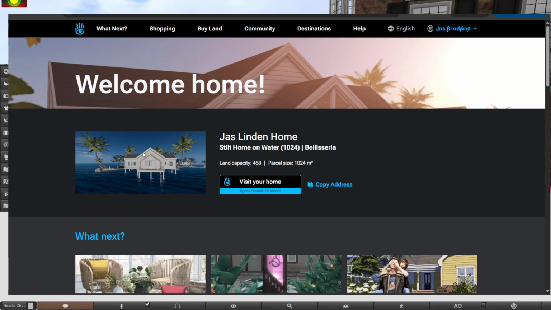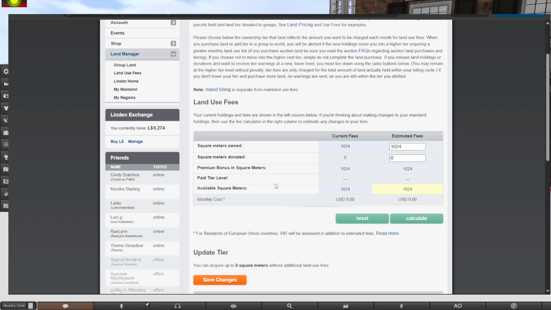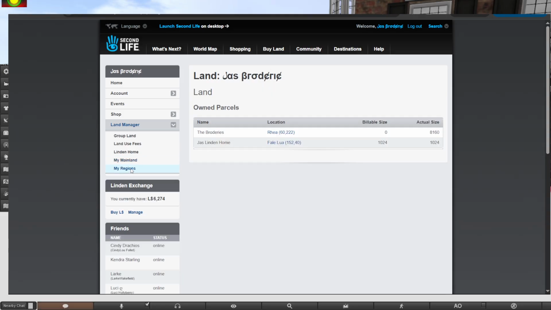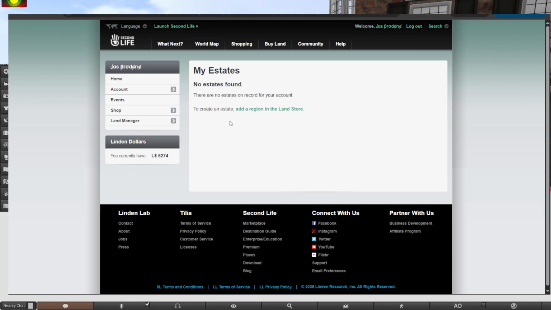Now, if I get rid of this Linden Home and abandon it, then I'll be able to just go at an auction and buy some land. And I know I keep saying auction. So let me show you what that means. Oh, wait. My mainland, I showed you that. My region. I don't have any regions, which means I don't own a sim or a homestead. And we'll talk about that in a minute.